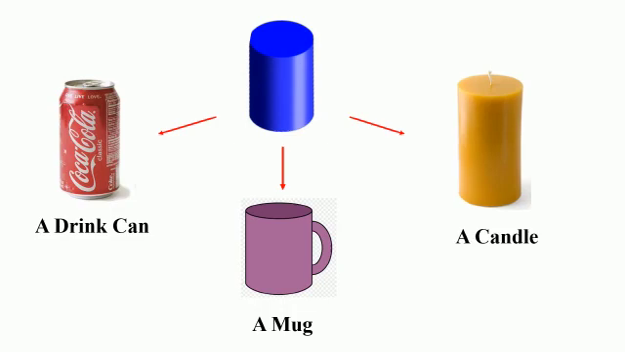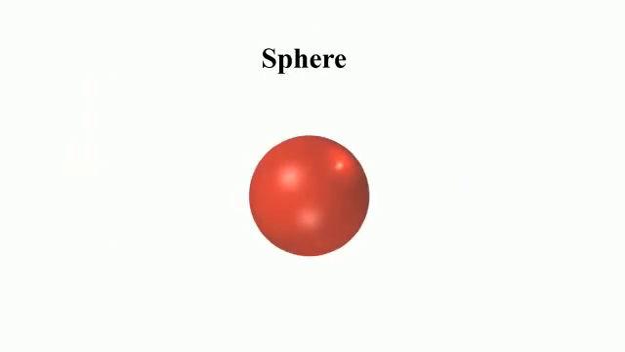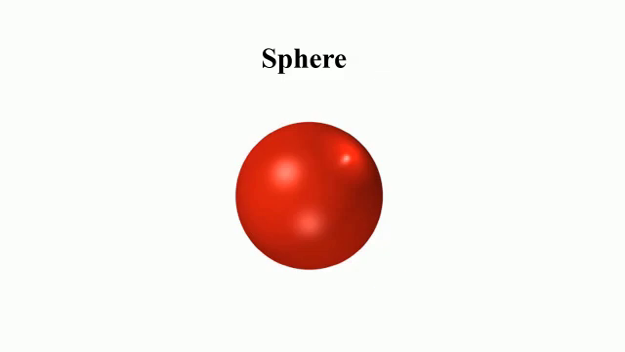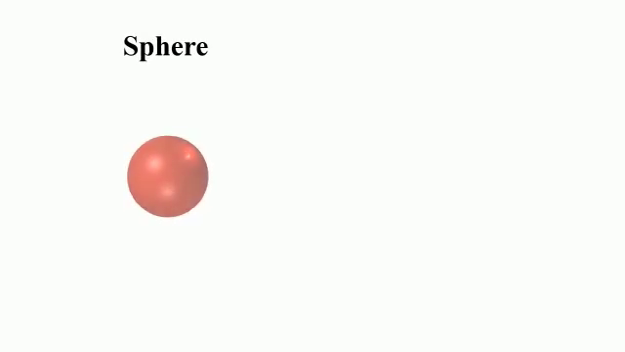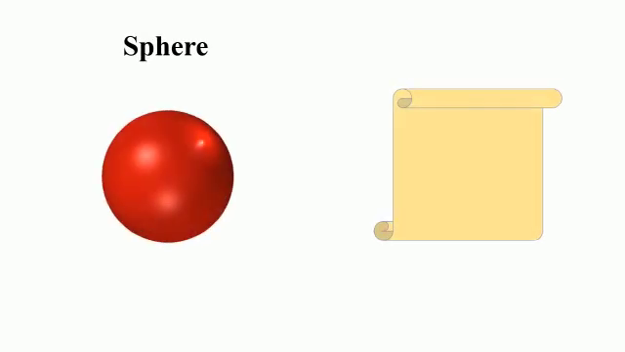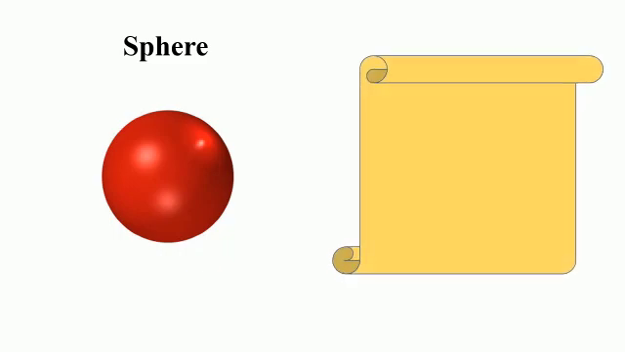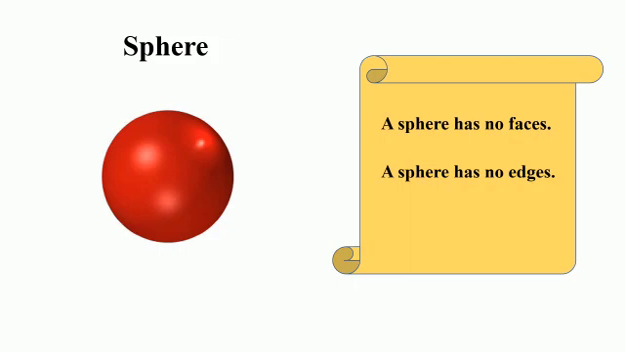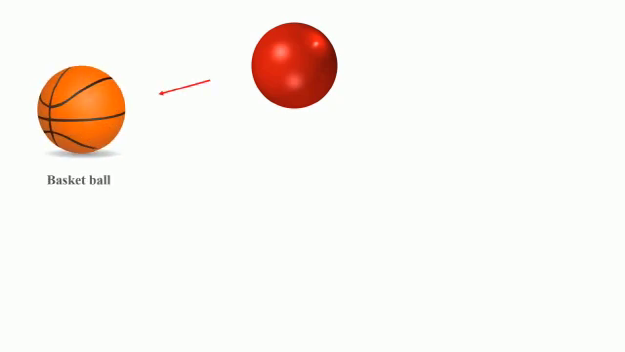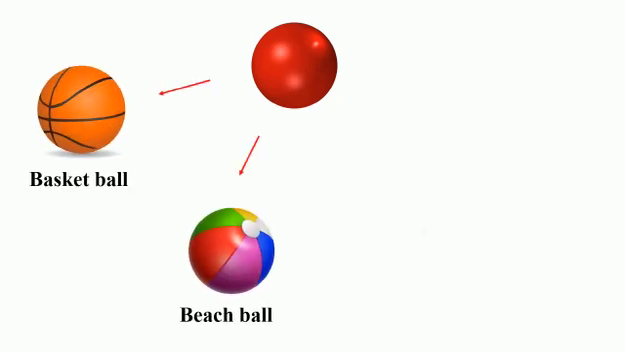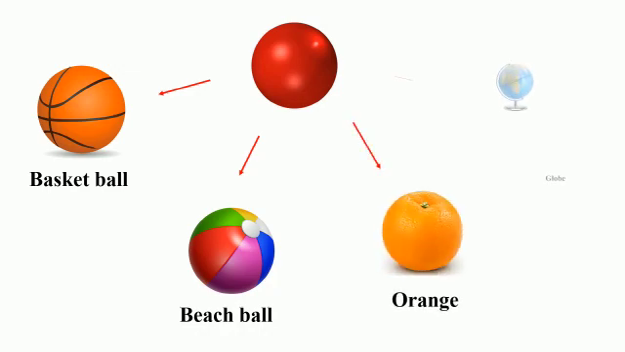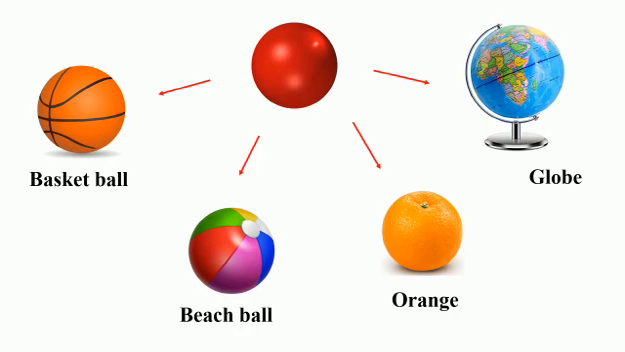Now, let's see our last solid shape. Our last solid shape is a sphere. What is it? It's a sphere. Repeat it, children. Look at this sphere, children. It looks like a ball. So we can say a sphere has no faces, no edges, and no corners. A basketball, a beach ball, an orange, and the globe are some of the examples of a sphere.